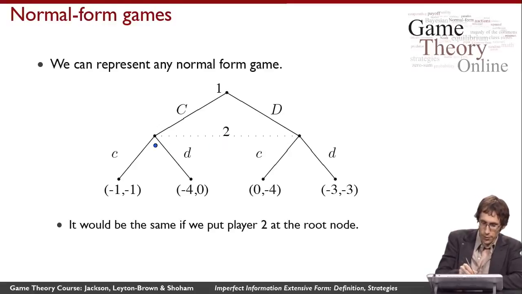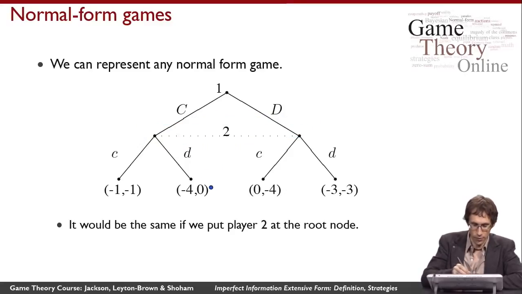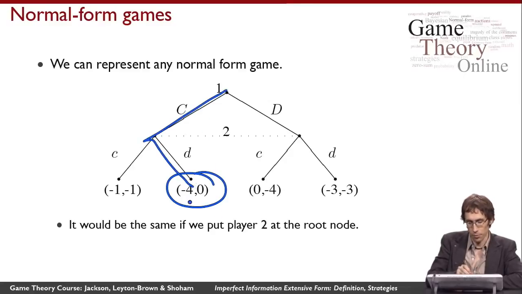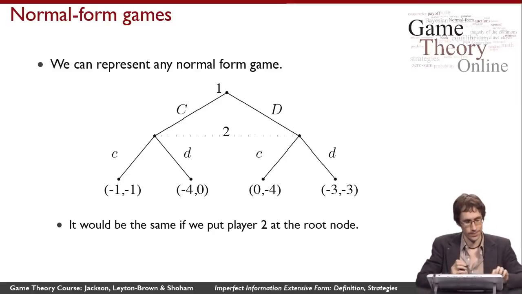But player 2 isn't able to tell which action player 1 took. And so although our game representation says that he goes second, it doesn't really make a difference that he goes second because he's not informed of what player 1 did. And then once both of them take their actions, we end up with some payoff. So if they go CD, then they end up with this payoff here.